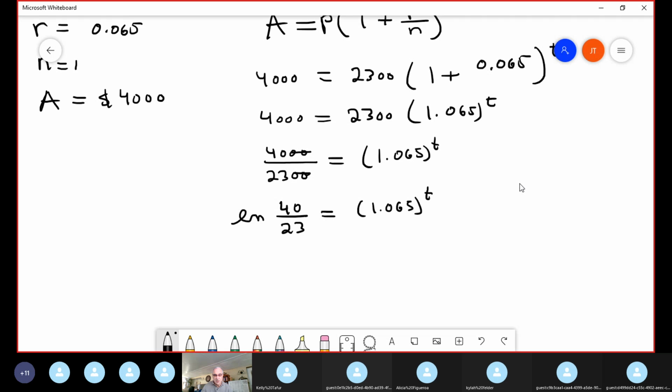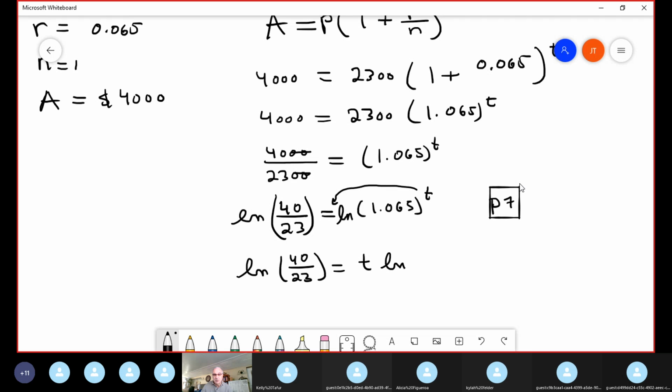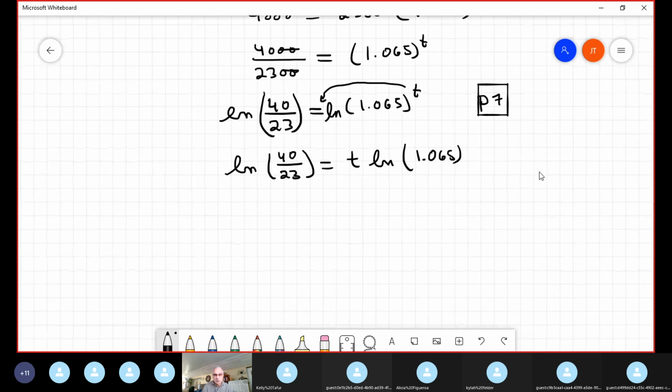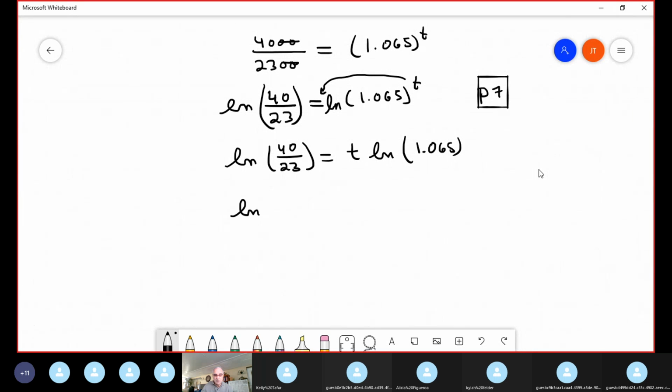And you apply logarithm. What kind? Well, standard. You apply either natural or log, whatever you want. You apply natural, and you apply one more time property 7. Property 7 allows the exponent to go to the front as a factor. This is natural logarithm of 40 over 23 equals t times natural logarithm of 1.065. Now you solve for t: t is natural logarithm of 40 over 23 divided by natural logarithm of 1.065.